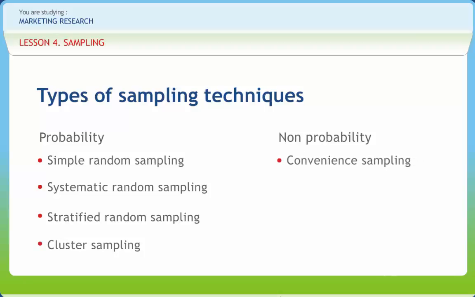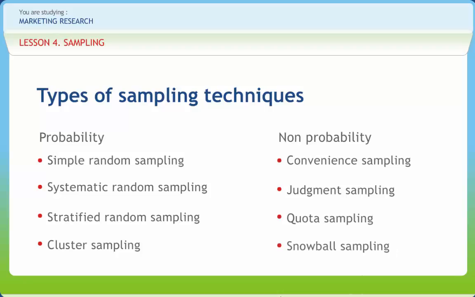Convenience sampling relies upon convenience and access. Judgment sampling relies upon belief that participants fit characteristics. Quota sampling emphasizes representation of specific characteristics. And snowball sampling relies upon respondent referrals of others with like characteristics.